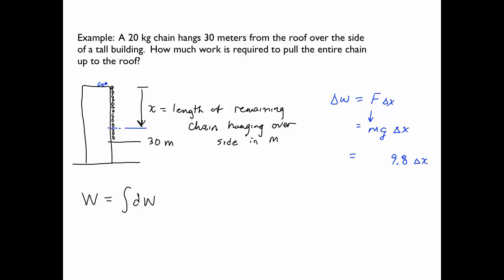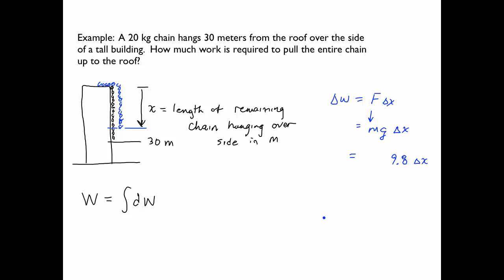So I've already pulled some up here. So the black is when it's all hanging down. But for a value x, only this much is hanging down. So I need the mass of x meters of chain. What's the mass of x meters of chain? Is it 20 minus x? We need to do some math here, right?